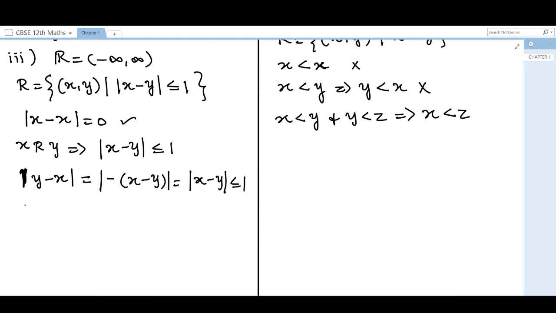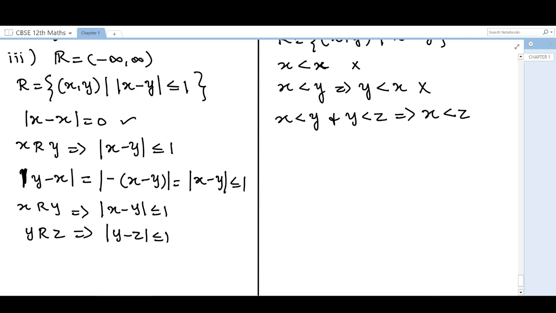In the case of transitive, if you take three elements such that x is related to y and y is related to z, we have modulus of x minus y is less than or equal to 1 and modulus of y minus z is less than or equal to 1. Now we have to check whether x is related to z, that is modulus of x minus z is less than or equal to 1.